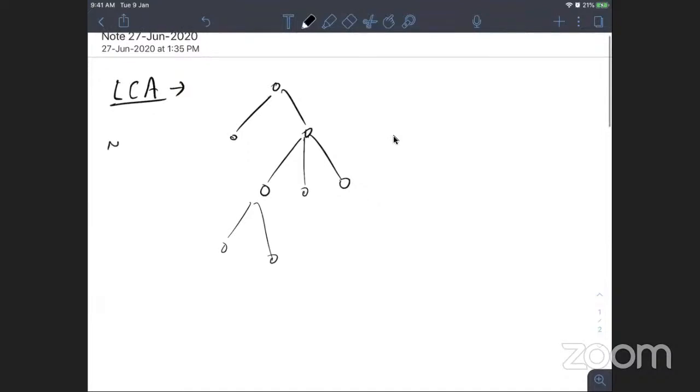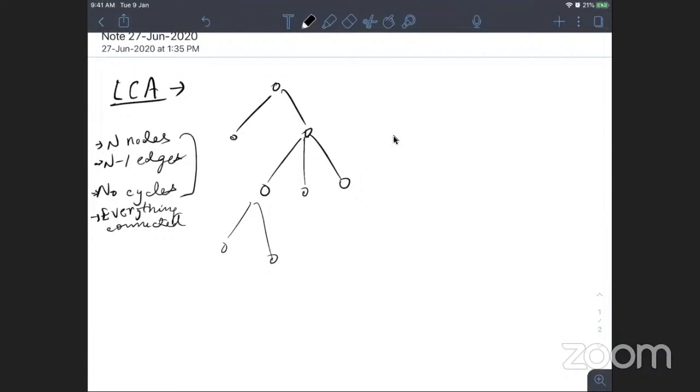A tree is basically n nodes, n minus 1 edges, no cycles, and everything connected. If you have all these properties, technically you just need the first 3 properties, or the first, second, and fourth property. But you obviously need the first and second property. So let's say you have a tree.